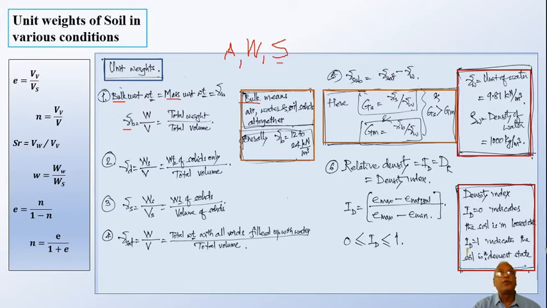magnitude equal to the weight of displaced liquid. How much is the weight of liquid displaced? It will be 1 meter cube. So what would be the weight of 1 meter cube of water? That will be gamma W. So much will be in a reverse, or buoyant force. Because of that, submerged unit weight will be a difference of saturated unit weight and unit weight of water. Okay.